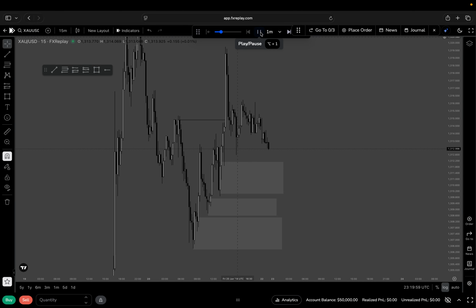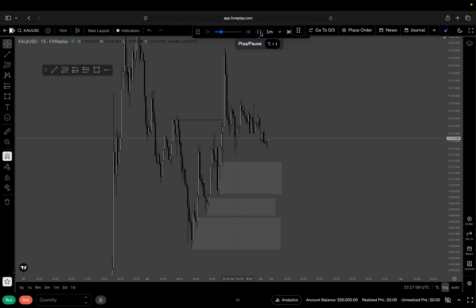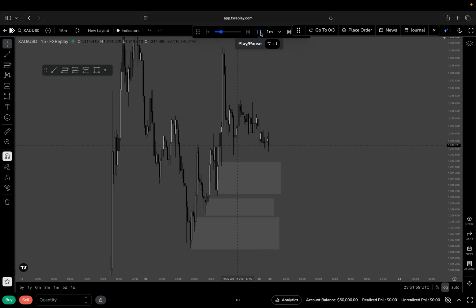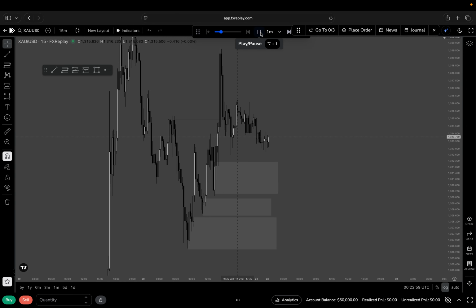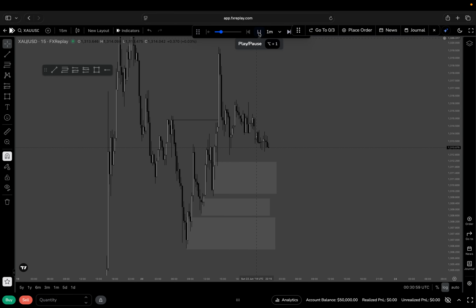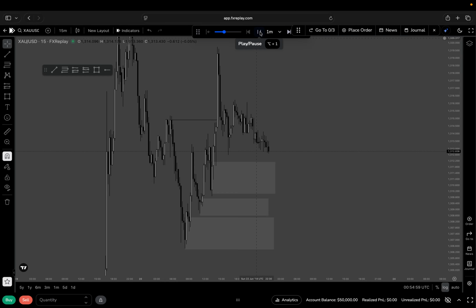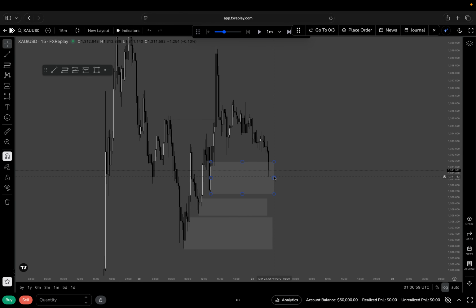Let's see how we go. Okay, still haven't got anything. Speed it up a little bit here. Okay, we get our tap into our first POI within that leg. Is it within equilibrium? Yes. Okay. Let's see what reactions we get on the 5-minute.